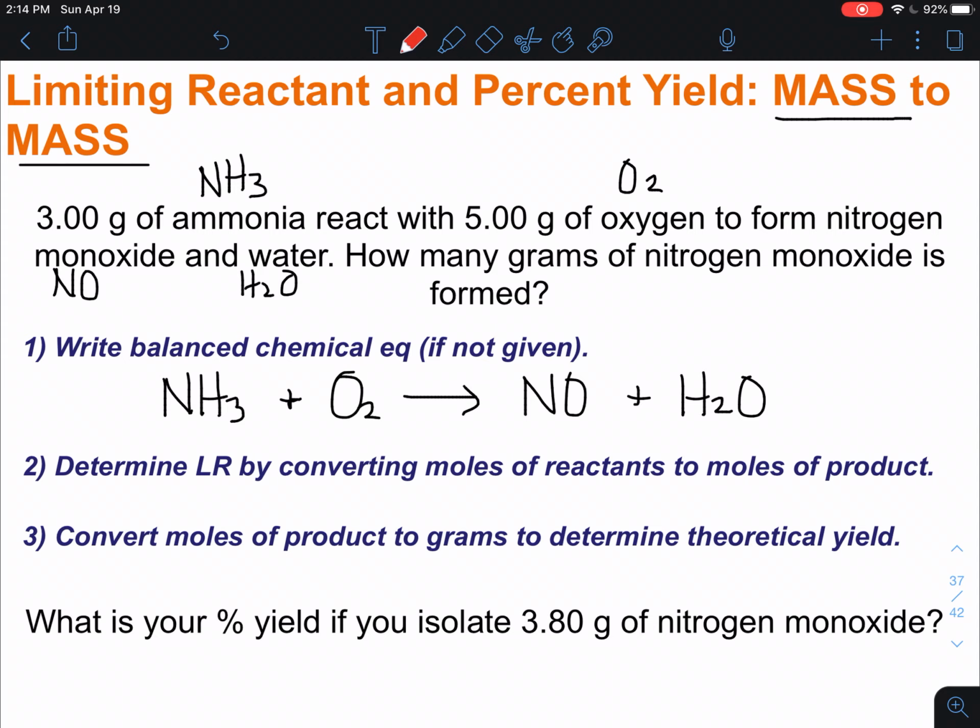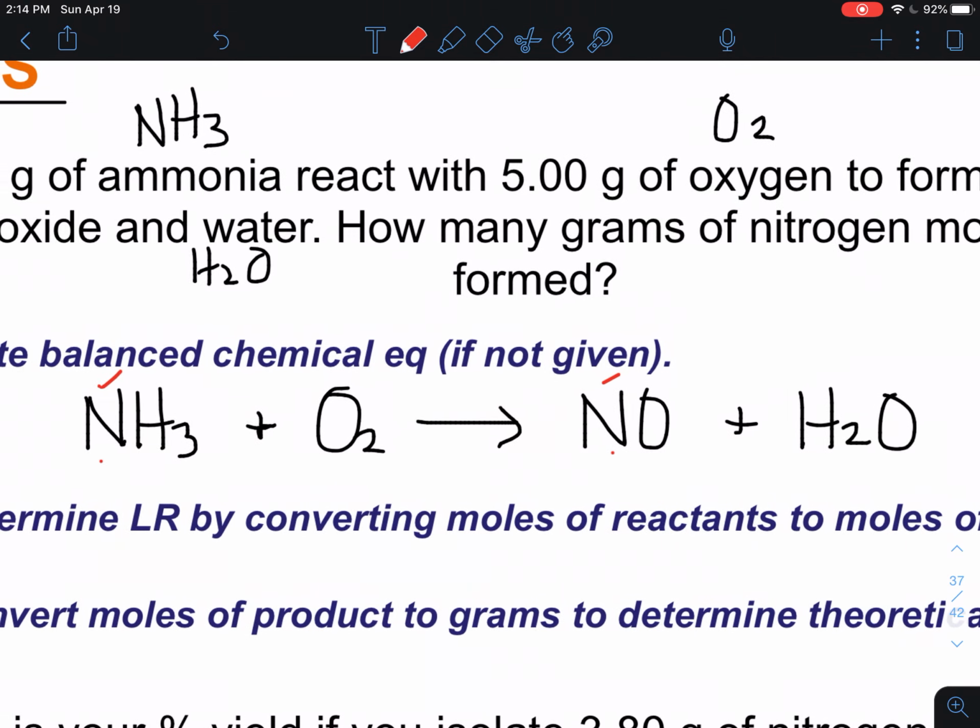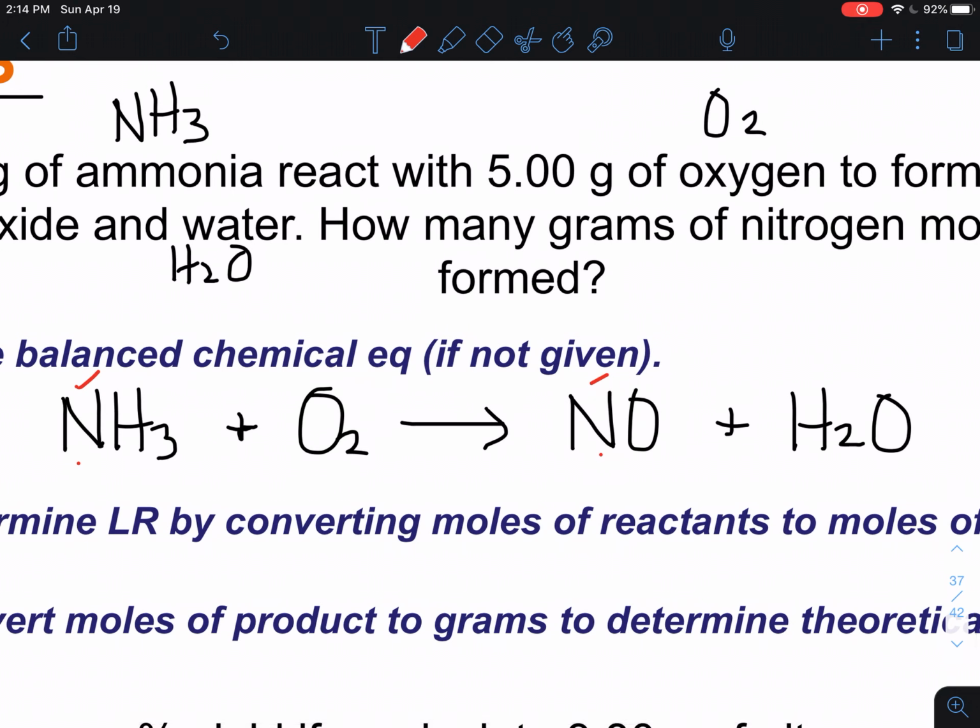I'm going to start from the left to the right. Nitrogen, I have 1 here, and I have 1 here, so it looks like nitrogen is good. That's my little check mark. I'm going to zoom in. Oxygen, we have 2 oxygen on the reactant side and 2 oxygen on the product side, so it looks like oxygen's good. But I skipped hydrogen. So hydrogen, H3, right? We have 3 on the reactant side and only 2 on the product side.